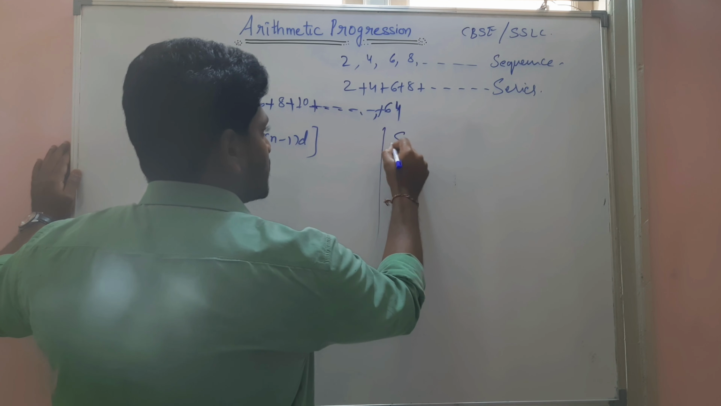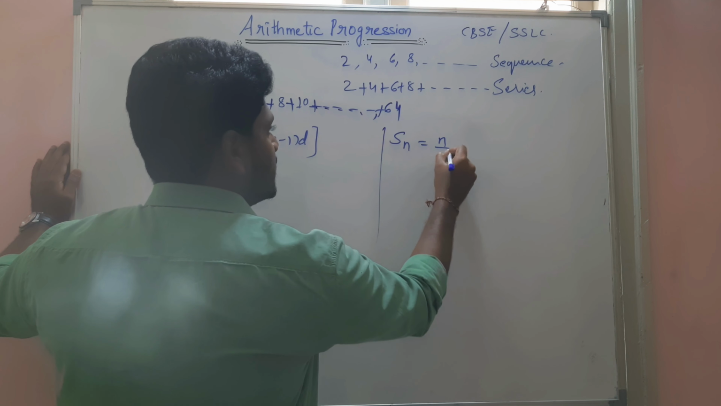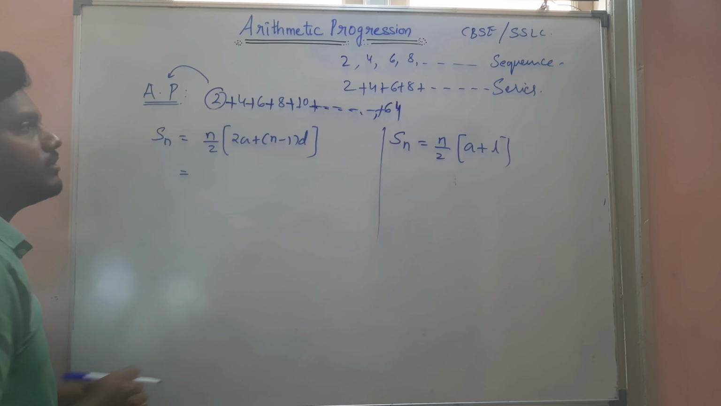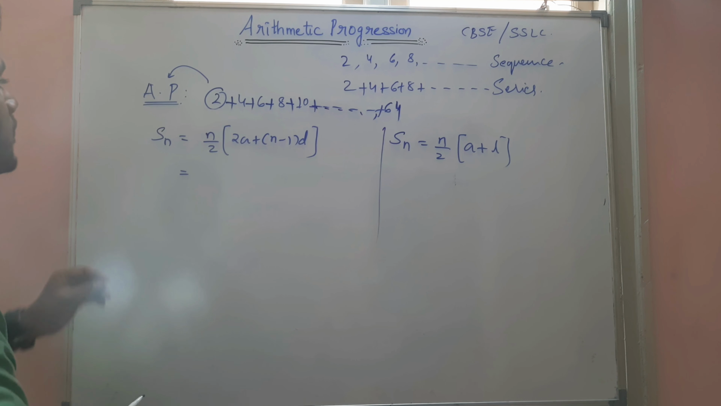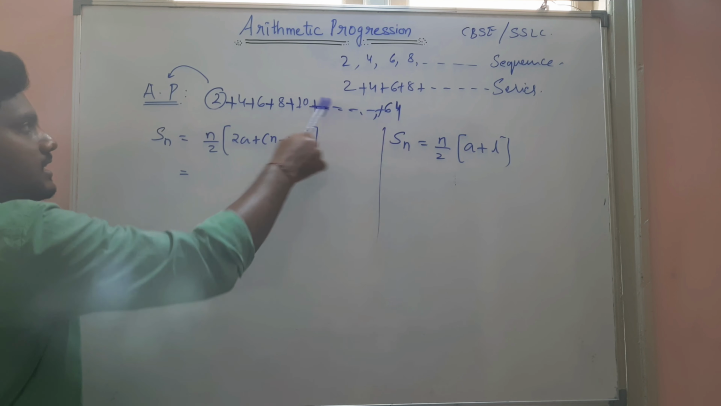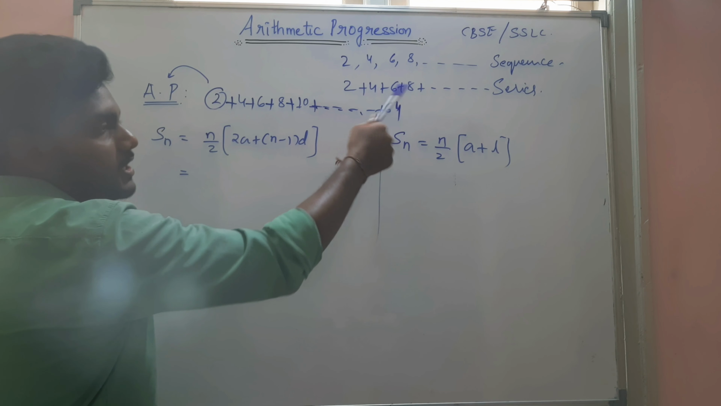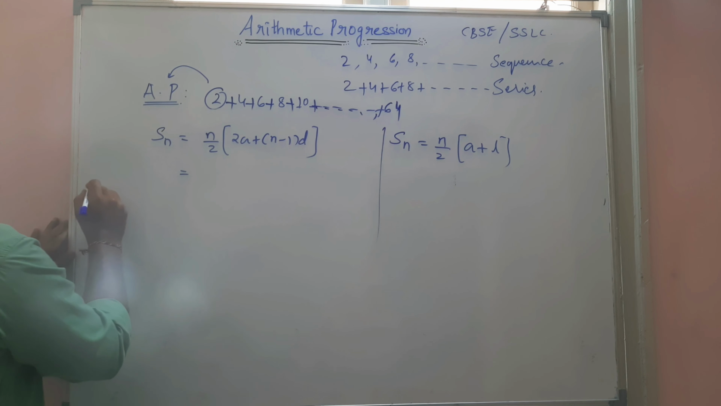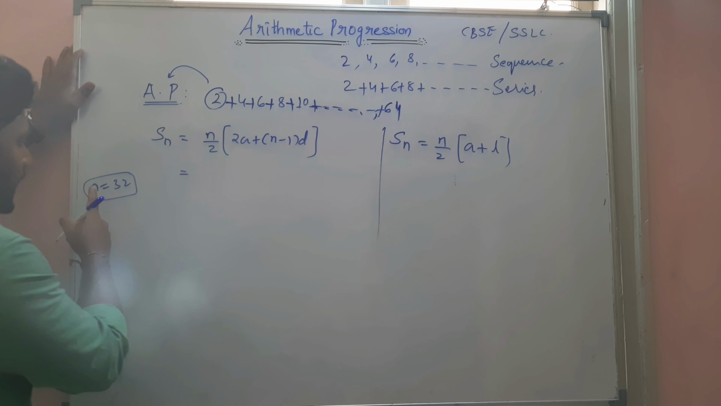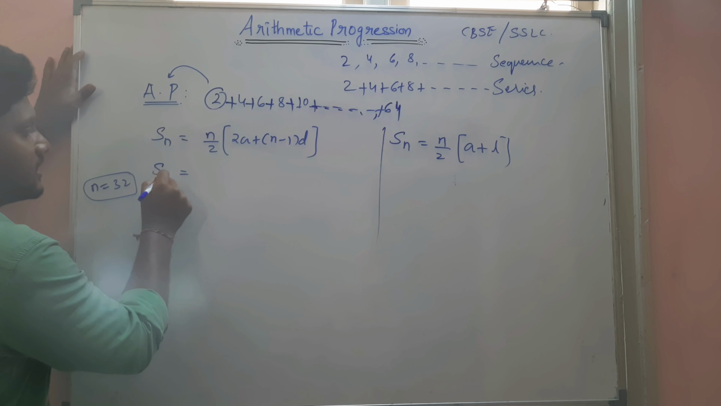Another formula for Sn is also there, that is n by 2 into (a plus l). I will tell you both formulas. Here Sn is the sum of n terms. Previously we found the number of terms, the n value, which we got as 32. That n value we have to use here, so S32.